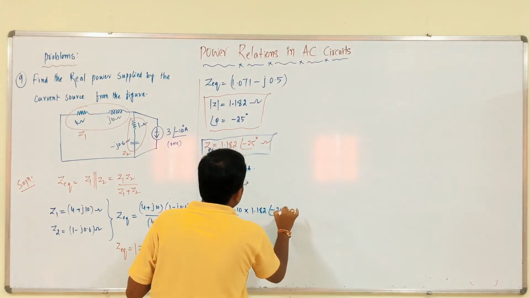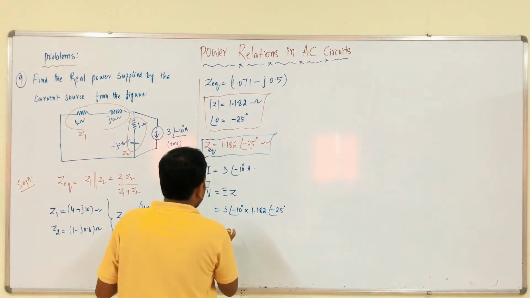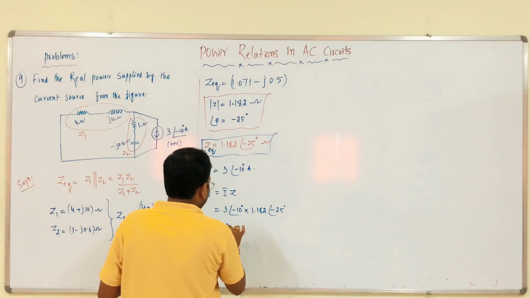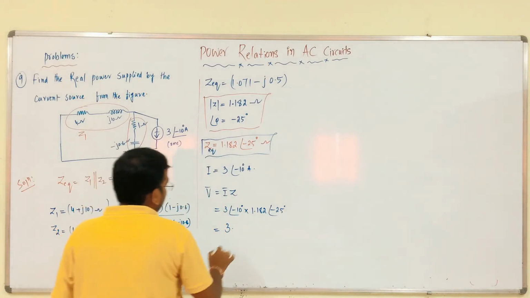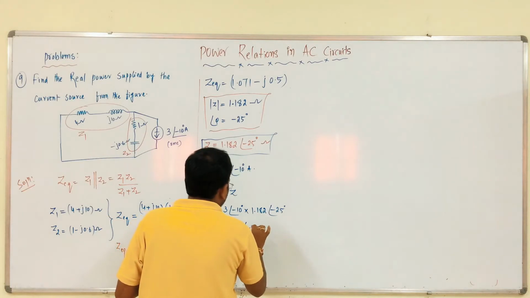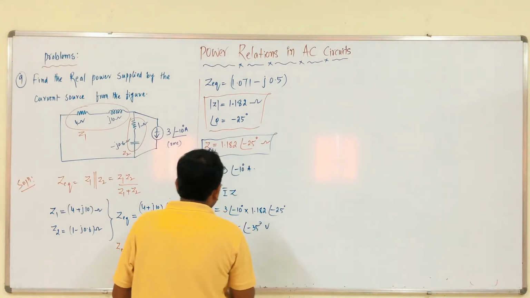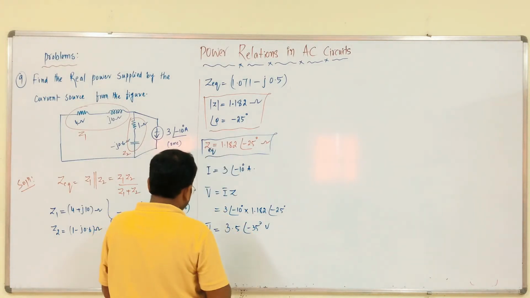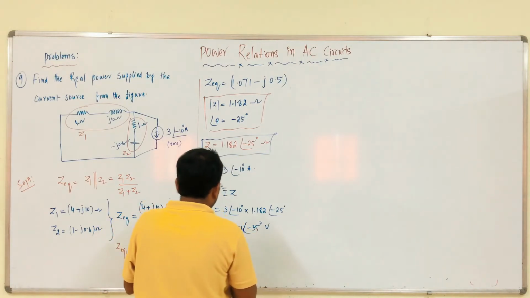1.182 at an angle minus 25 degrees. This is 10. From this, we can get approximately 3.5, something, at an angle minus 35 degrees. This is the value of voltage, right? I think 3.54.